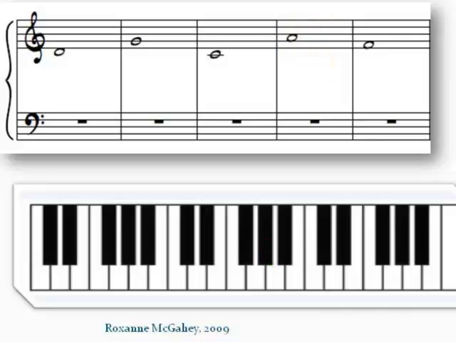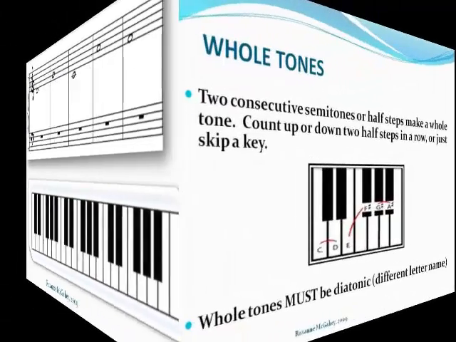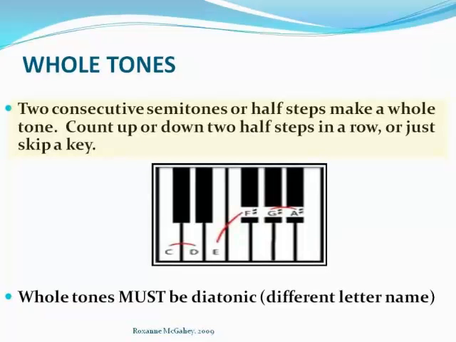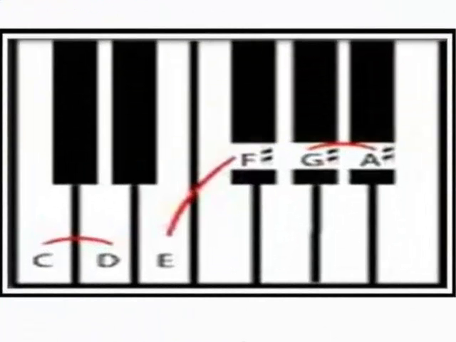A whole tone is simply 2 half steps or 2 semitones. All you need to do is to remember to skip a key. C to D is a whole tone because there's a black key in the middle. D to E is also a whole tone because there's a black key between them. E to F sharp is a whole tone because there's a white key between the 2 notes.